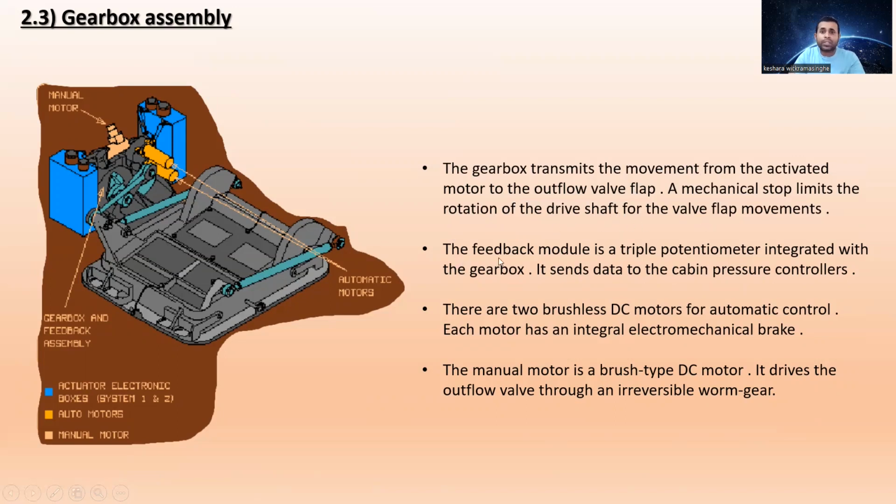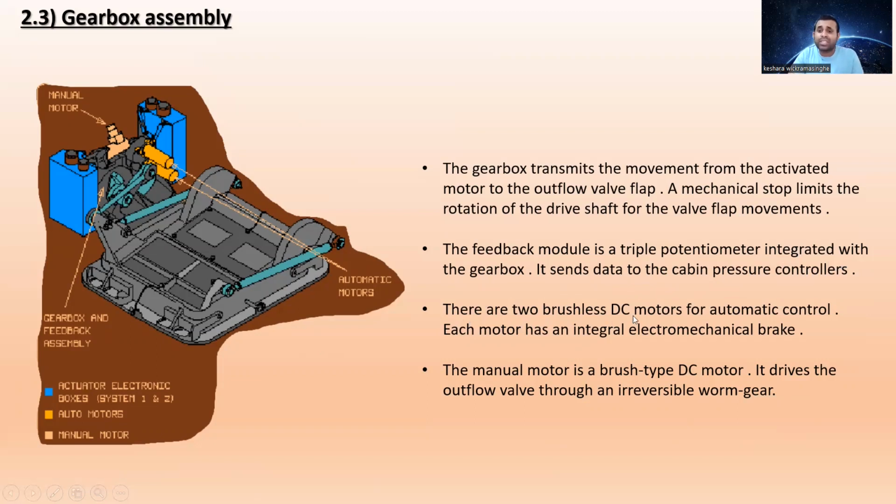The feedback module is a triple potentiometer integrated with the gearbox. Just remember, the feedback assembly is a triple potentiometer integrated with the gearbox, and it sends data to the cabin pressure controller. That is the purpose of the triple potentiometer.